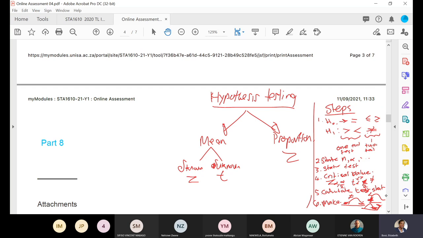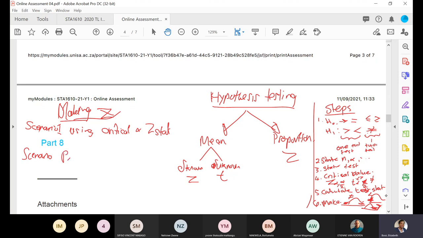What else do you need to know? Making a decision, for the Z, either for the proportion or the T test, there are two scenarios. Scenario one is what I explained there, using the critical value and the Z stat, which we used when we were explaining the steps. Scenario two is using a p-value and your level of significance, alpha. The decision on this one says if the p-value is less than alpha, we reject the null hypothesis. That is the rule.